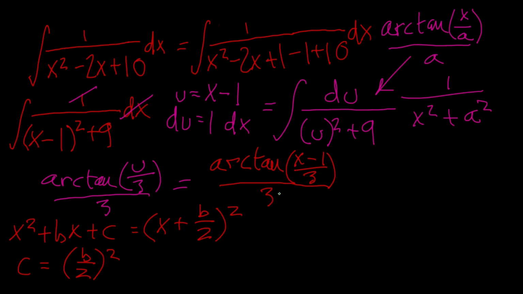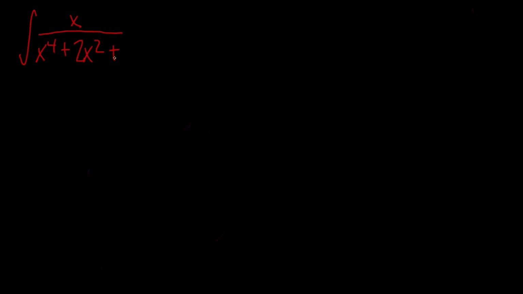And now we see that our integral is completely solved. So the next integral that we're going to solve is x over x to the fourth plus 2x squared plus 1.